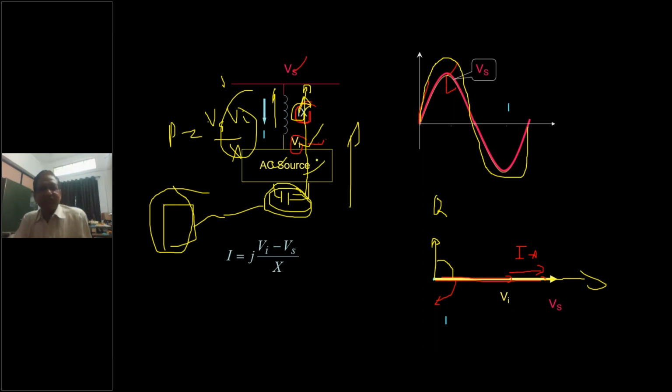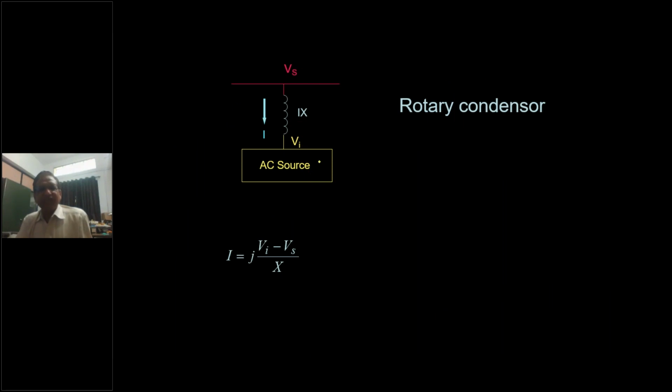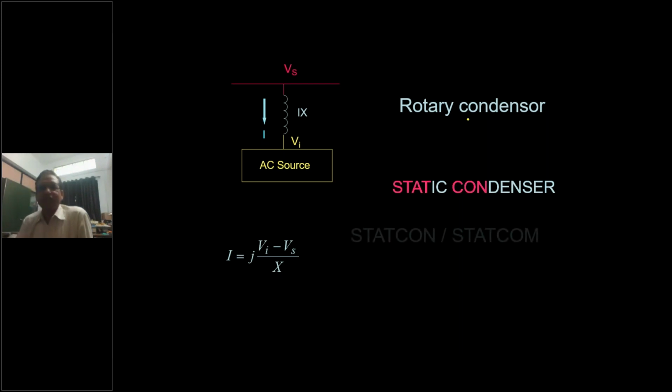So here we need an inverter. In the case of a rotary condenser, which means a synchronous machine, if it is under-excited or over-excited, it takes up power at leading and lagging power factor. So a synchronous motor is known as a condenser. The word is taken here from condenser, con. And instead of a synchronous motor, we are using an inverter.